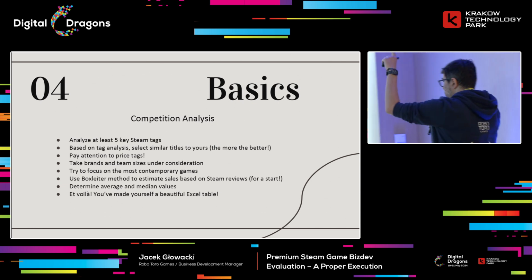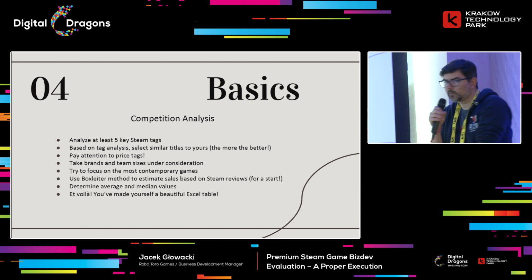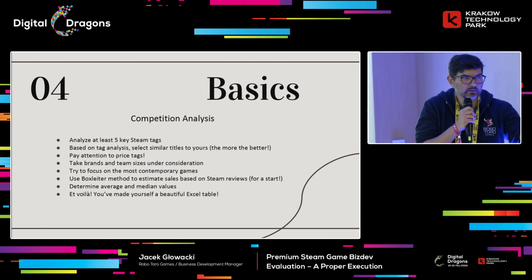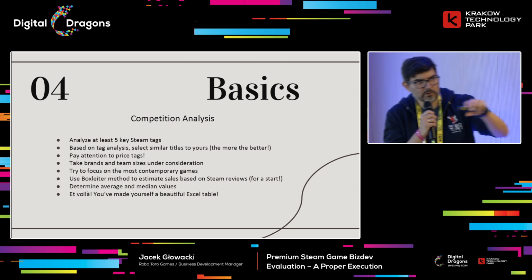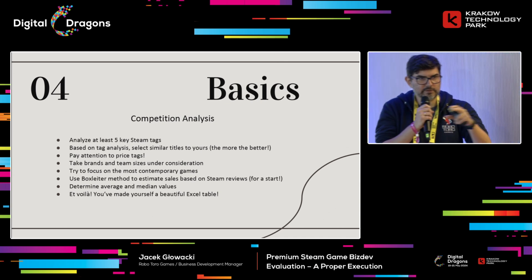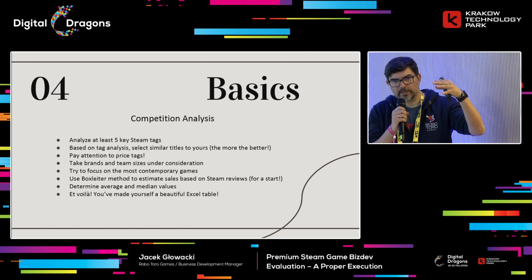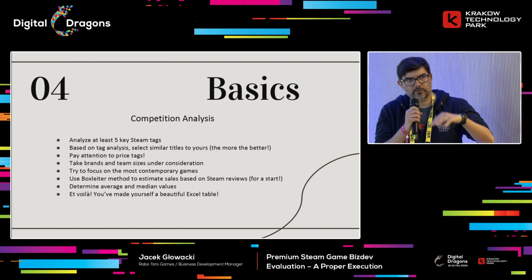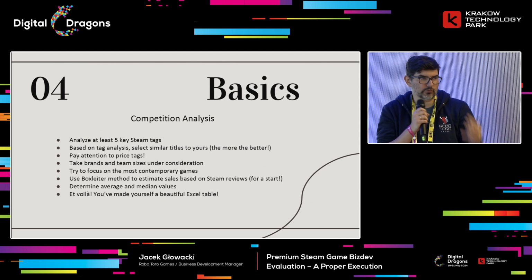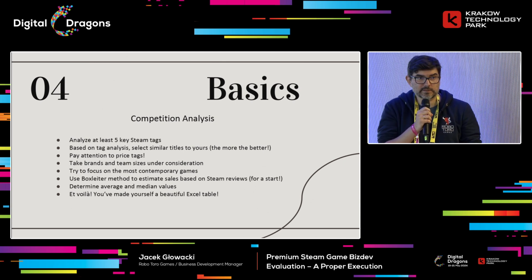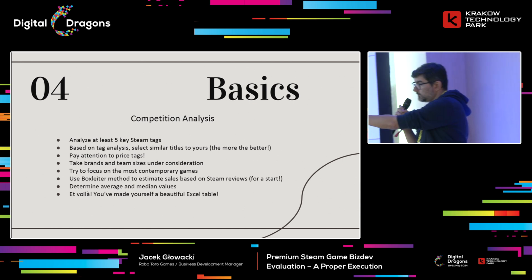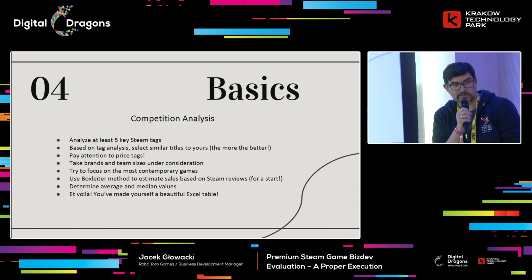Now, when you do this for the whole list of games that are similar to your game after applying all the filters, you can apply average results and median results. And thanks to this, you'll be able to get estimated numbers of sales of games that are similar to yours. So this is the first and very important information that you're getting. Plus, you made yourself a beautiful Excel table.